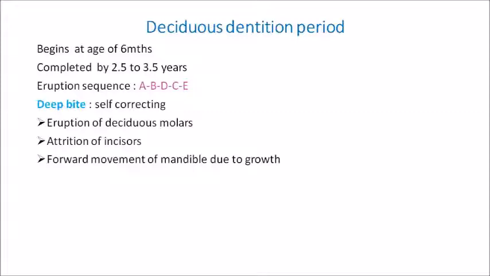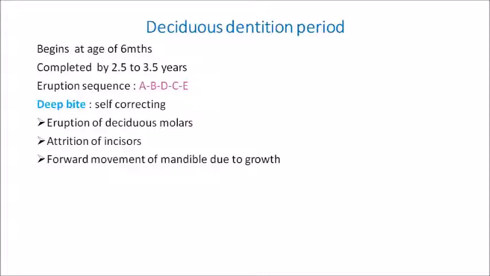First is the deciduous dentition period. Around 6 months of age, there will be eruption of the mandibular deciduous central incisors. That marks the beginning of the deciduous dentition period. This gets completed by the age of 2.5 to 3.5 years with the eruption of the deciduous second molars. So from 6 months to 3.5 years of age is exclusively the deciduous dentition period, when the development of the deciduous dentition is happening.